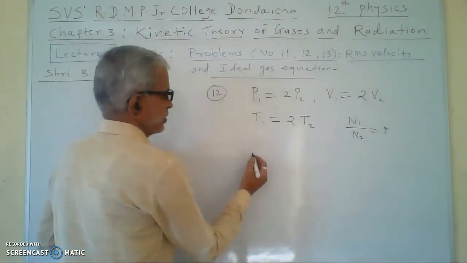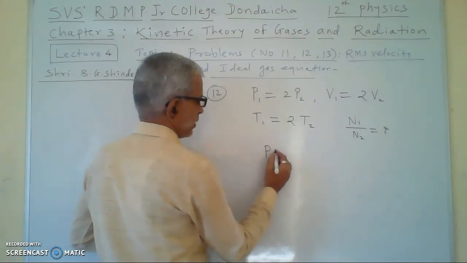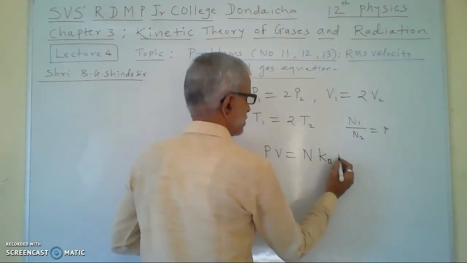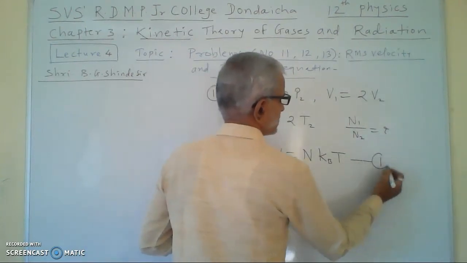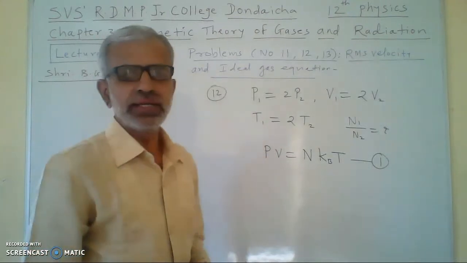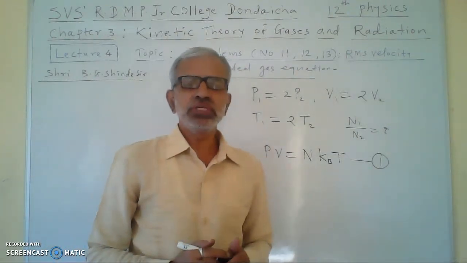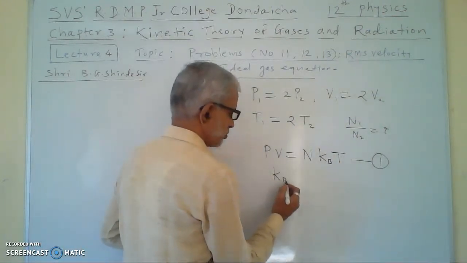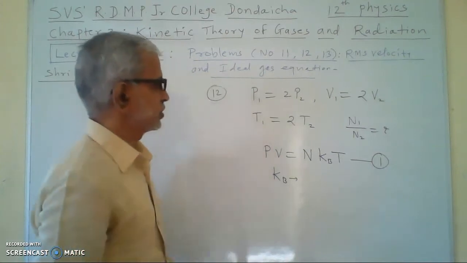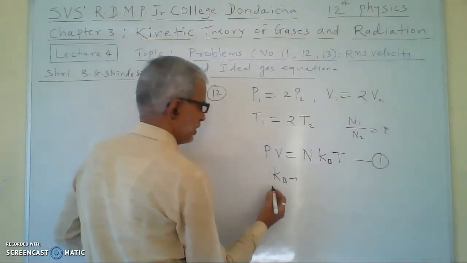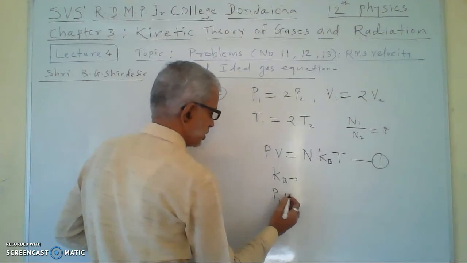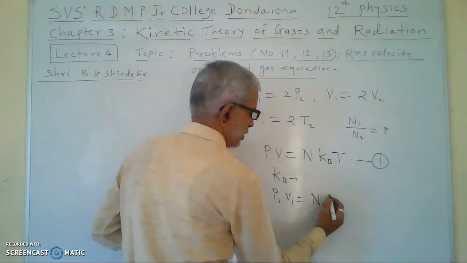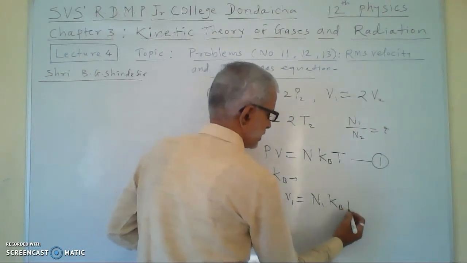Now in the first lecture we have obtained one formula, PV is equal to N Kb T. This is called the ideal gas equation. And using this formula we solve this. This Kb is called Boltzmann constant. It is a constant number. And so equation 1 can be written as P1 V1 is equal to N1 Kb into T1.